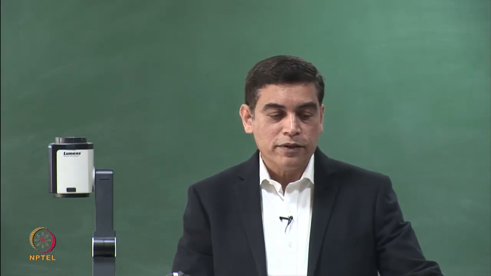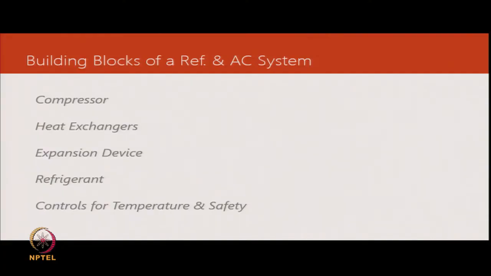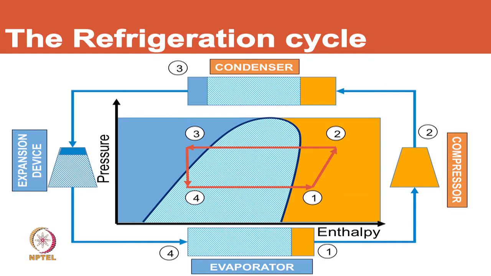What are the building blocks that we need in a refrigeration air conditioning system? We have looked at compressors, heat exchangers, expansion devices, refrigerant, and some controls, some means of regulating temperature and some means of ensuring that the components operate safely. Another way to look at all these components is inside a refrigeration cycle.